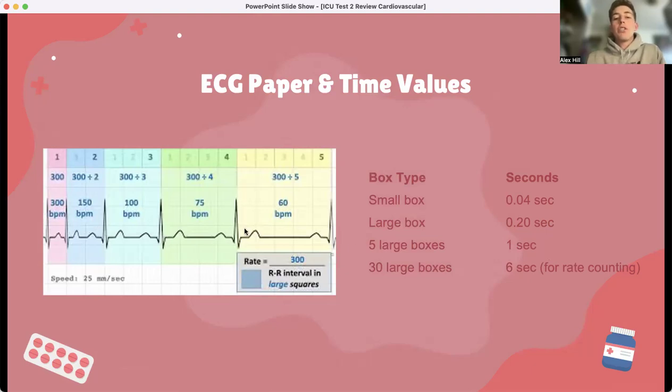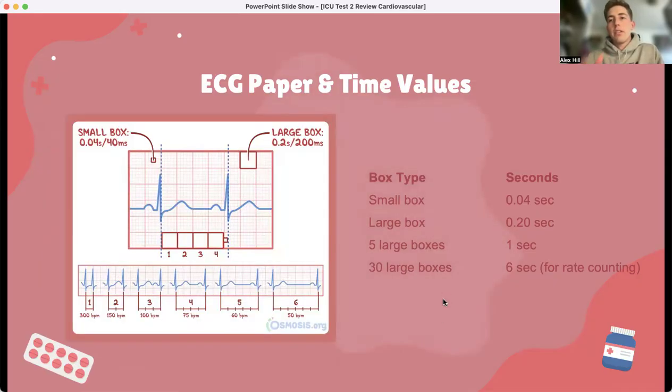Just make sure that your estimation is like, if you're in between beats or whatever, that you're also estimating in that way, because it is an estimation. So count within the 6 seconds, which would be the 30 boxes, and then multiply by 10.